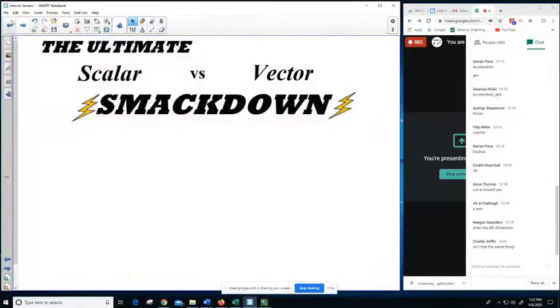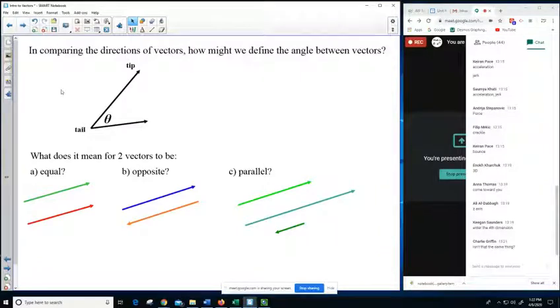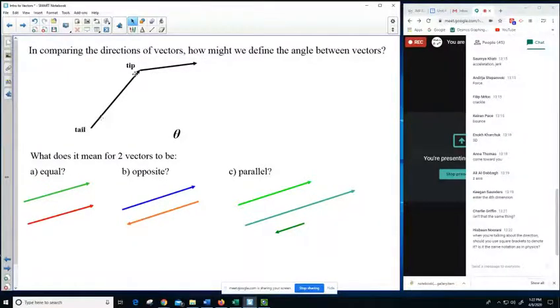So let's go back to our, now that we've figured out our smackdown here. All right. And let's talk about how we describe vectors comparing to each other. Okay, now you notice here that another possible option would have been to describe the angle between the two vectors as perhaps placing them, if this is tail and this is tip.